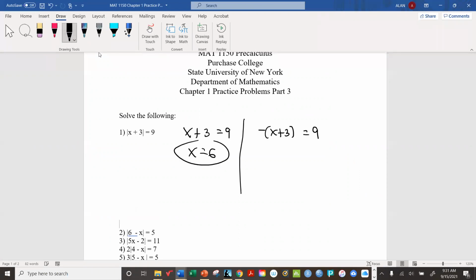Well, this one was easy. I just subtracted the 3. Now over here, I'll write this out as minus x minus 3 equals 9. I'll add 3 to both sides.